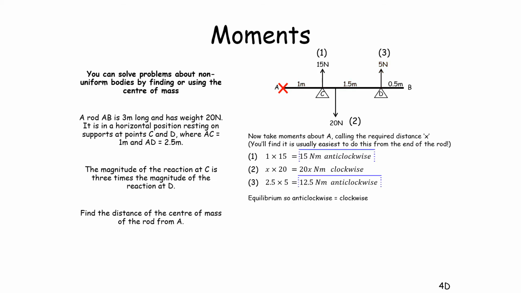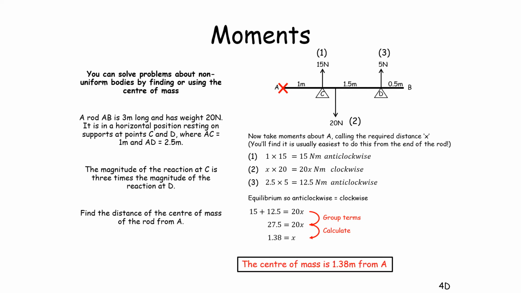Now we know the system's in equilibrium, so clockwise equals anticlockwise, and then group them together, and simply divide both sides by 20, that'll give us x equals 1.38. So the center of the mass is 1.38 meters from A.